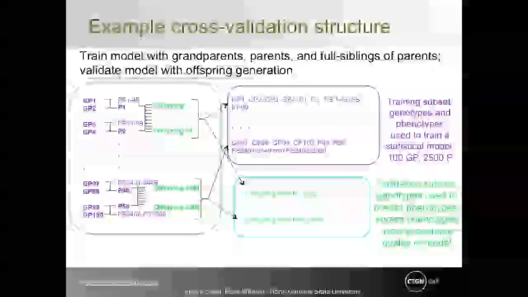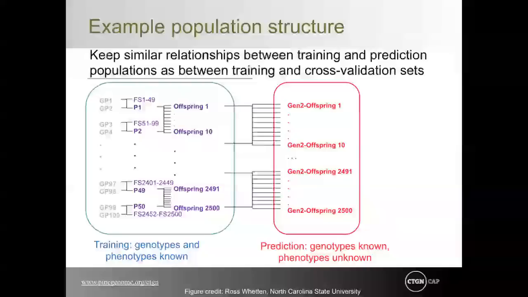In this case, the training population for cross-validation includes the grandparental and parental generations, and the validation population consists of the progeny generation. The same relationship will exist between training and prediction populations if the parents and the offspring are used for training a model to be used in predicting the breeding values of the Gen 2 offspring individuals.